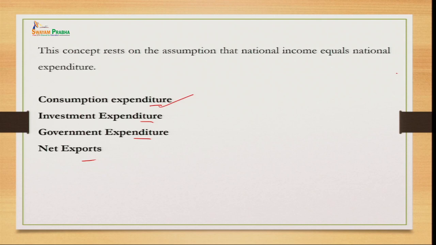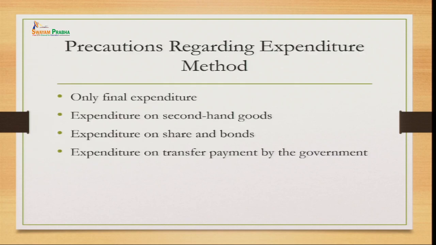So the expenditure is made in four categories, and if we calculate and sum them all together, then we can also calculate national income by the expenditure method. So these are the three methods which we have taken up, and there are some precautions which we need to take while calculating national income by the expenditure method. Like, we only take final expenditure made within the economy in the current year itself.